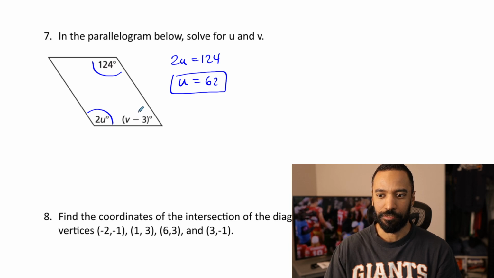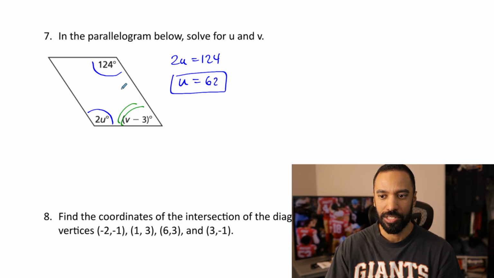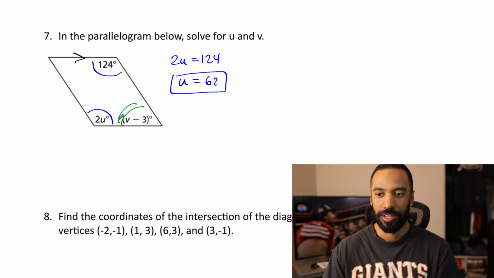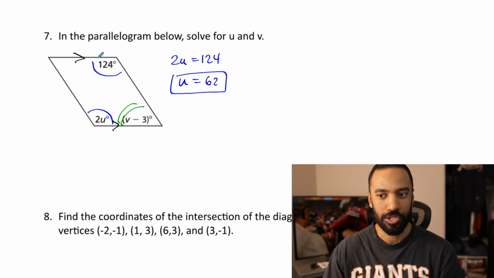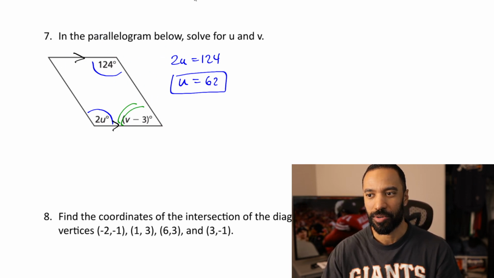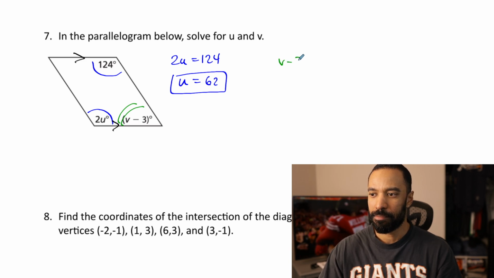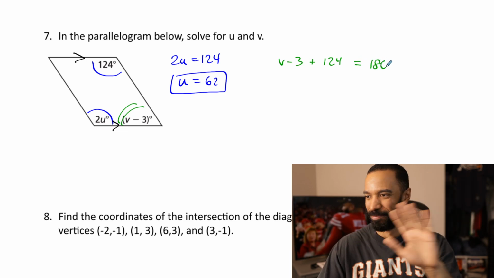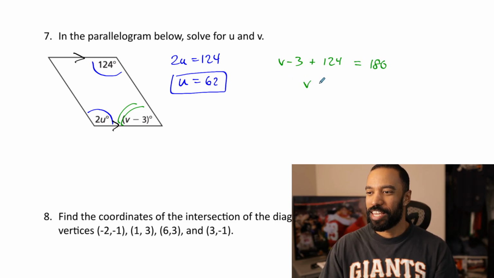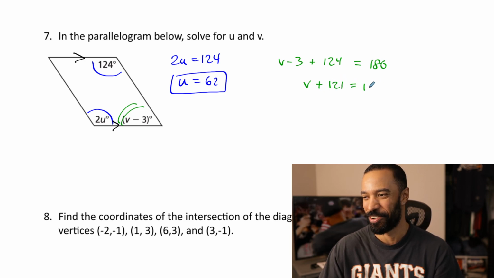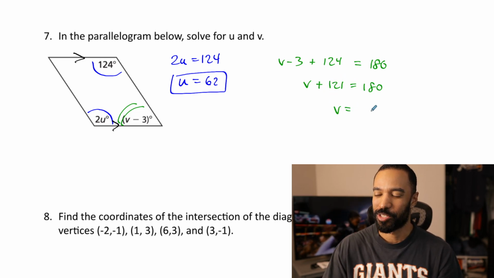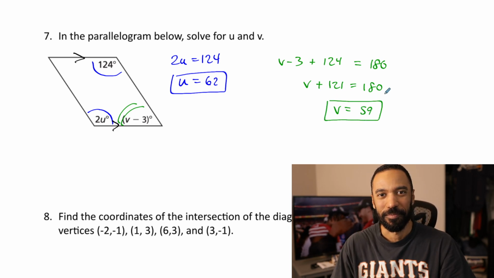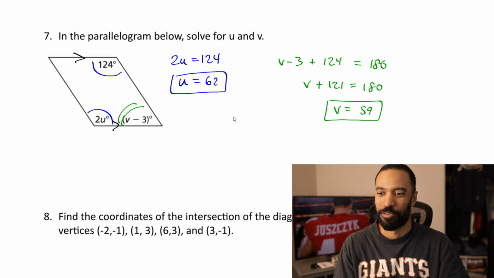So now let's just work off this v right here, being a different one than this. These should add to 180. Remember, parallelogram, opposite sides parallel, would mean these are same side interior angles, 2 lines cut by a transversal. They should be supplementary. So let's go ahead and get that v. V minus 3 plus... Let's keep going. V plus 121 is 180. Subtract 121 from both sides. You get v is 59. Any questions? Okay, I'm moving forward.